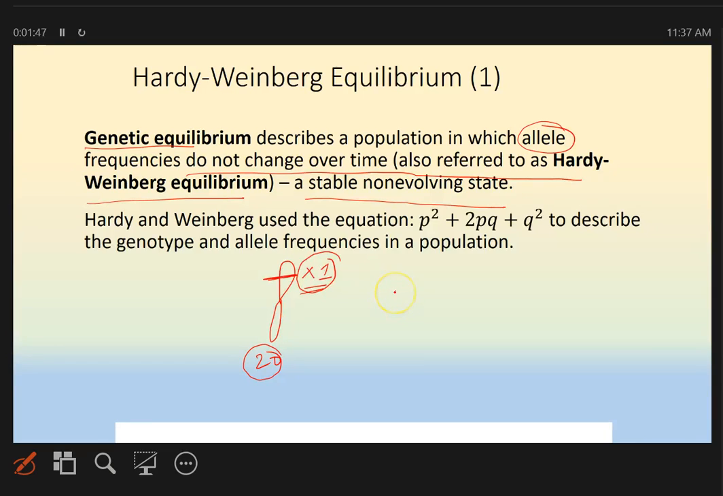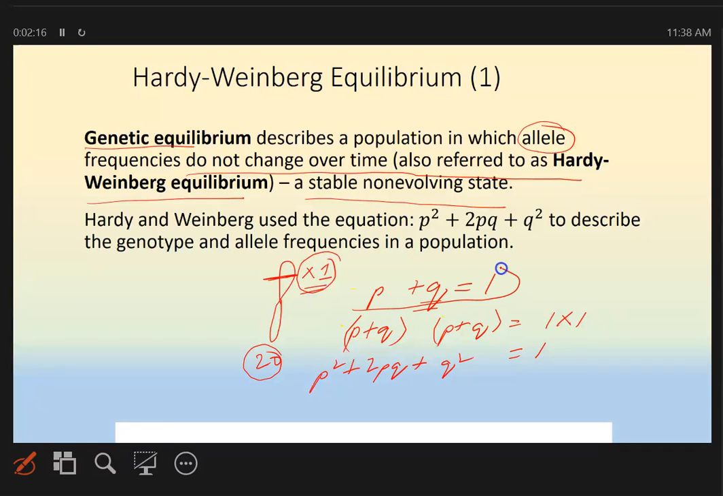What Hardy-Weinberg said was p plus q equals 1, where q is the recessive allele and p is the dominant allele. Therefore it follows that (p plus q) times (p plus q) equals 1 times 1. You agree? 1 times 1 is 1, and (p plus q) times (p plus q) is p squared plus 2pq plus q squared. This is allele frequency. This is genotypic frequency. Either way, it is constant. This is a genotype, remember. This is an allele. Clear?